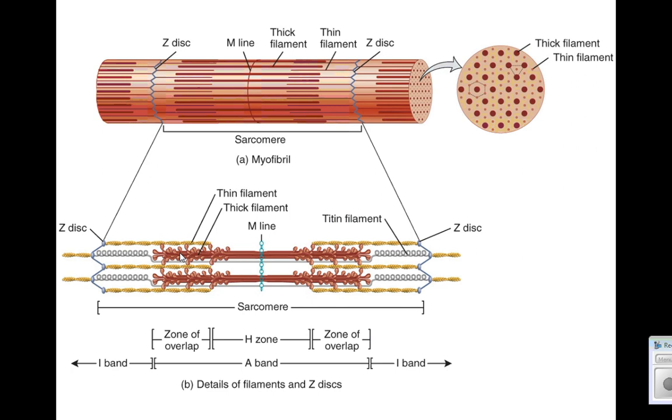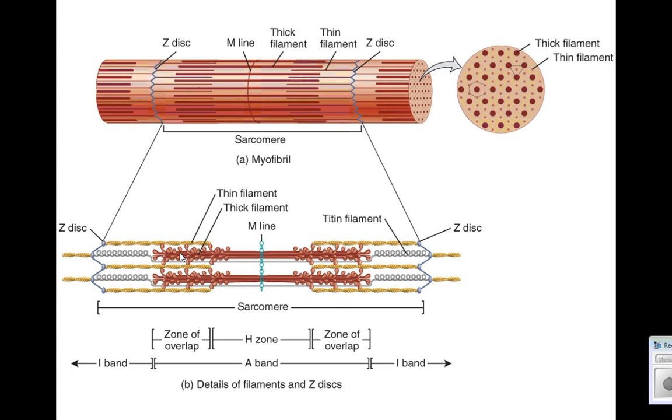When muscles contract, the sarcomere shortens. And that is because the thin filaments get pulled to the middle of the sarcomere. And then the thick filaments get pulled closer to the Z discs. Do those filaments change their length? No, it's the overlap that changes.